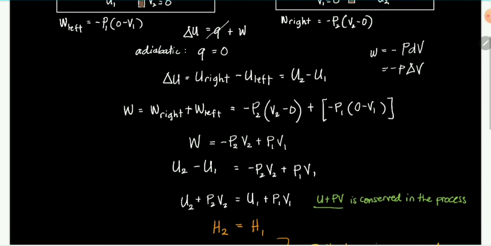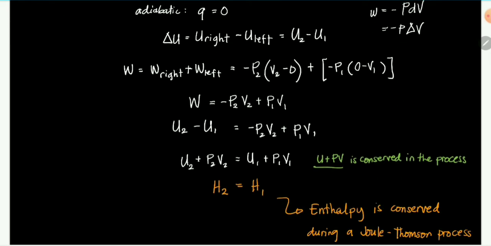So we equate delta U and the work. U2 minus U1 is equal to negative P2 V2 plus P1 V1. Therefore, we have U2 plus P2 V2 is equal to U1 plus P1 V1. The U, or the change in internal energy, is not conserved because its value is different on the left and right. The PV, or the work, is not conserved because its value is different on the left and right. However, U plus PV is the same on the left and right. That is why U2 plus P2 V2 equals U1 plus P1 V1. So therefore, U plus PV is conserved in the process.